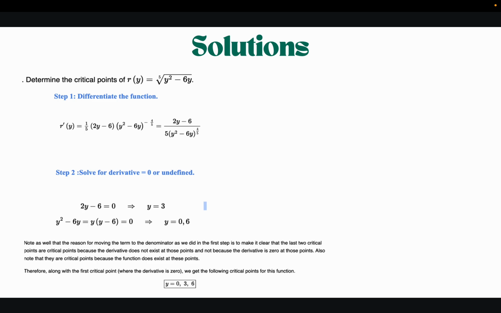However, we need to know that the reason for moving the term to the denominator in the first step is to make it clear that the last two are critical points because the derivative does not exist at those points, and not because the derivative is 0 at those points. Also note they are critical points because the function exists at these points. Therefore, the critical points in this case are y equal to 0, 3, and 6.